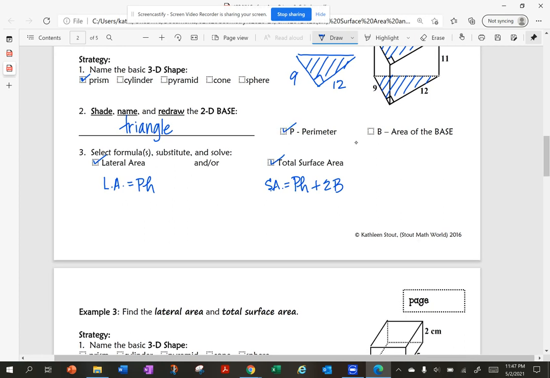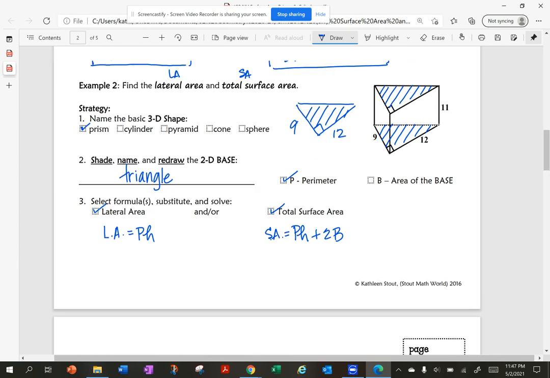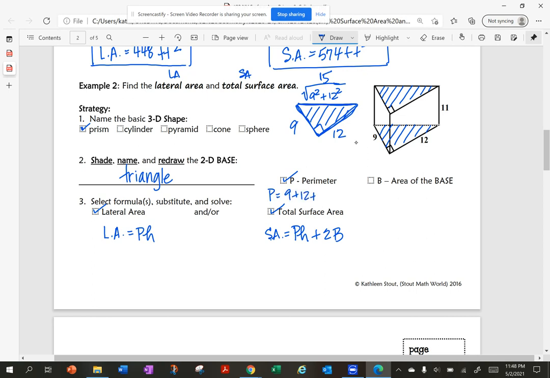All right, so I need to calculate the perimeter. Perimeter is the distance around. I have a right triangle, so I need to calculate the hypotenuse here. So this is going to be 9 squared plus 12 squared, which is 15. So my perimeter is going to be 9 plus 12 plus 15, which is 36.